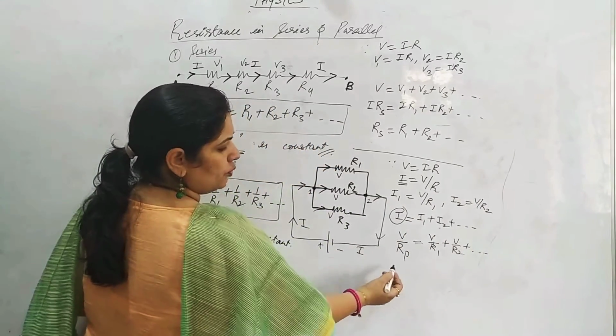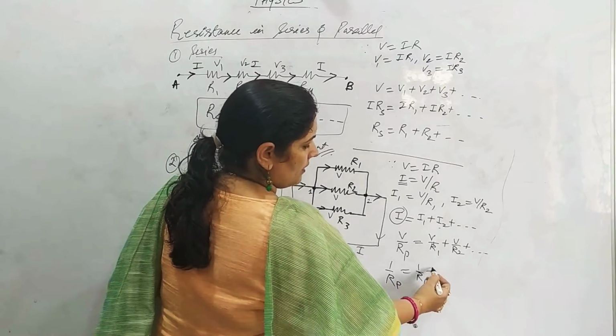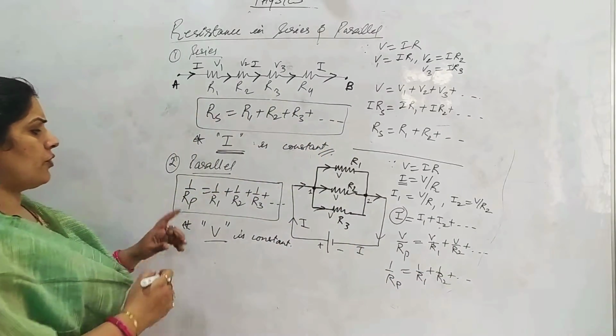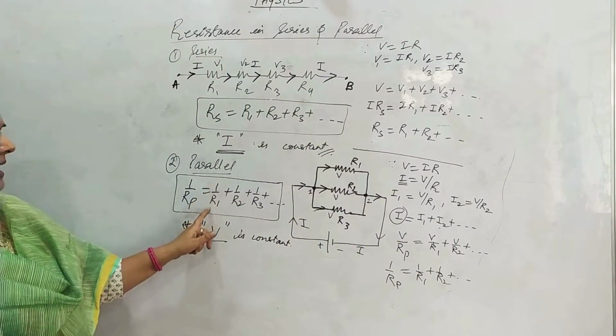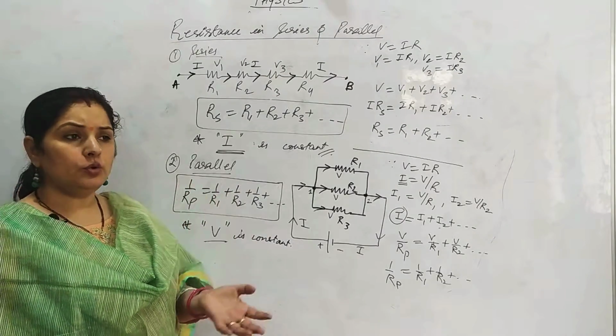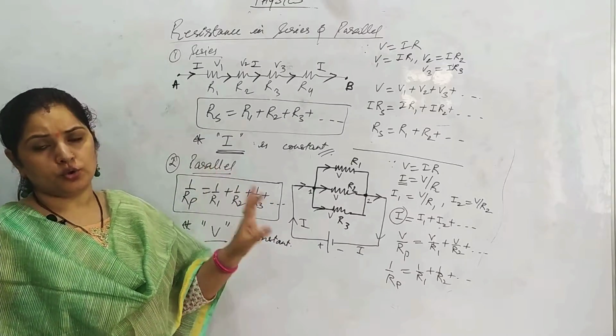Taking V common on both the sides, we may write 1 upon Rp is equal to 1 upon R1 plus 1 upon R2 and so on. So that is how we get this formula: 1 upon Rp is 1 by R1 plus 1 by R2 plus 1 by R3 and so on. So we use these two formulae for series and parallel in multiple questions.